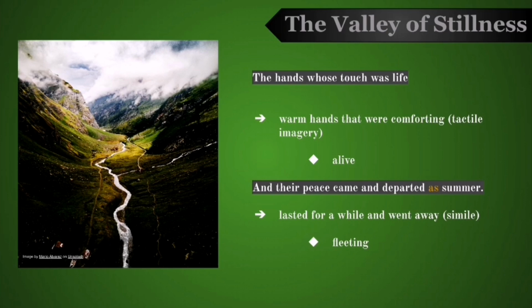The second line says, "and their peace came and departed as summer." It is an example of a simile because it compares peace to the summer. It means that peace lasted only for a while and then went away. In the same way, the season of summer only lasts for a period of time. So it means that their peace was fleeting according to the poem.